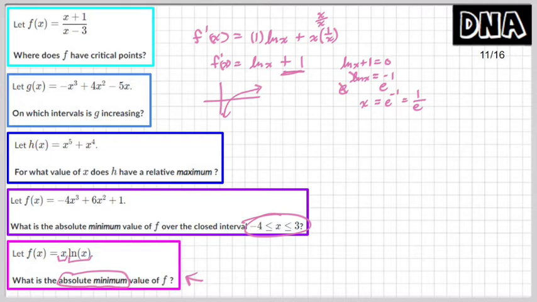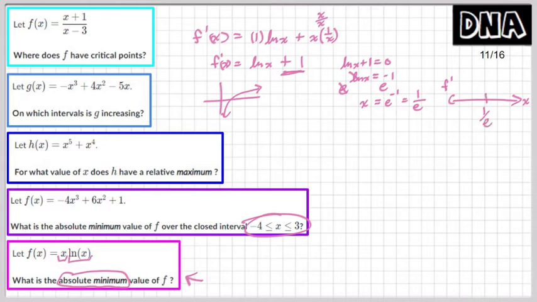But is it the absolute minimum or is it an absolute maximum? Ooh, that's a very good question. In order to find that out, there's two ways. You can use the second derivative test or you can use the sign line graph, which is what I'm going to do. So this is my x-axis. This is going to represent f prime. And this is going to be 1 over e.